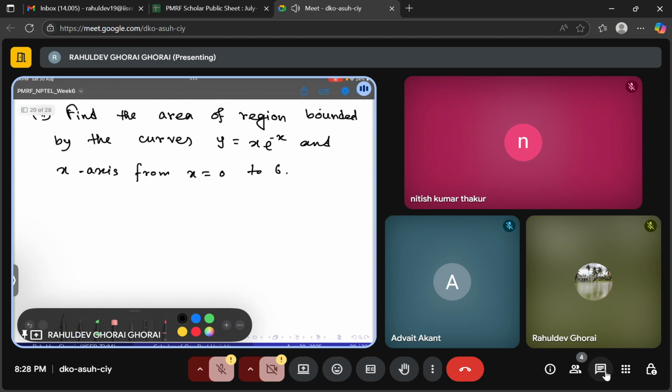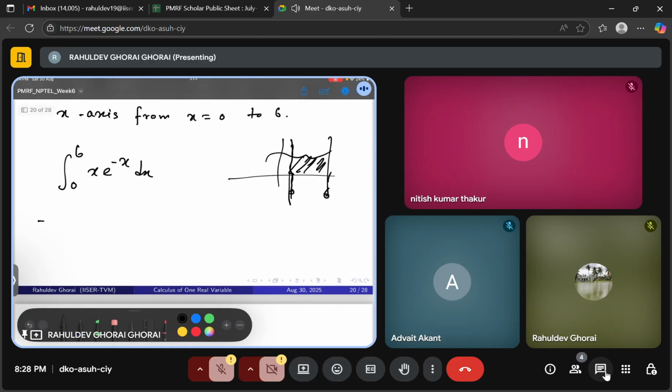What you need to do is take a function, some curve y, I'm not writing the precise curve, from 0 to 6, and the region bounded by x equal to 0, which will be this line, and x equal to 6, which will be this line, so this area. How do you find that? It will be the integral from x equal to 0 to 6 of x e to the power minus x dx. This type of question is there in your course. So how do you integrate it?